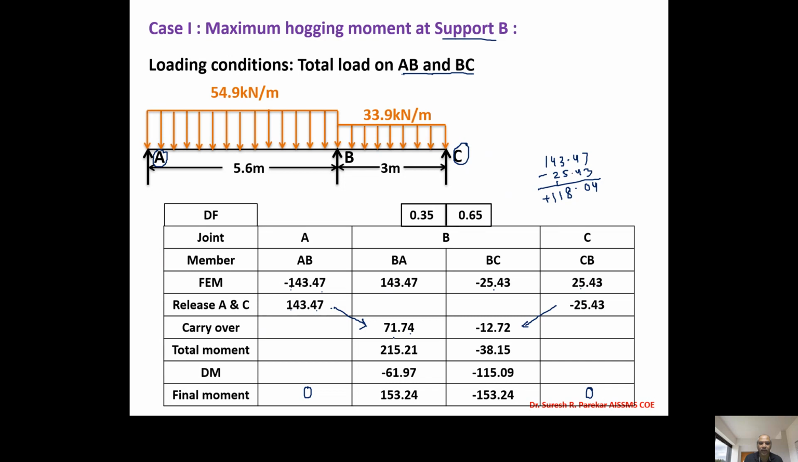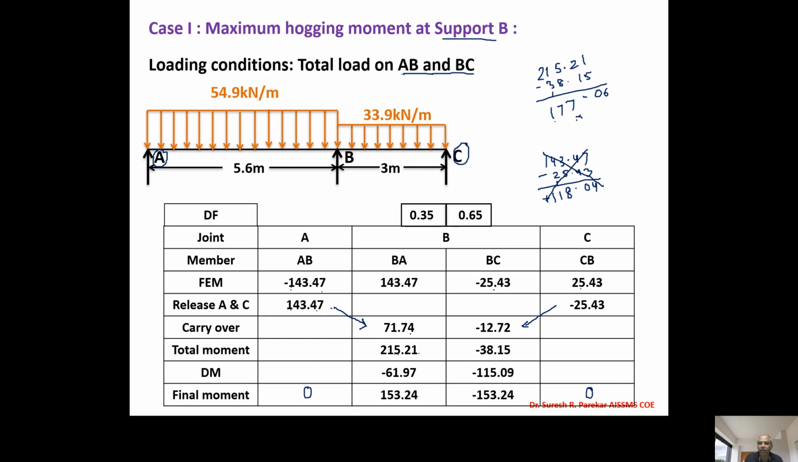And then we are going to get the total moment by adding this. So we have 215.21 and minus 38.15. After this we are going to add this. So this will be 215.21 and then minus 38.15, and we will get this as 177.06.